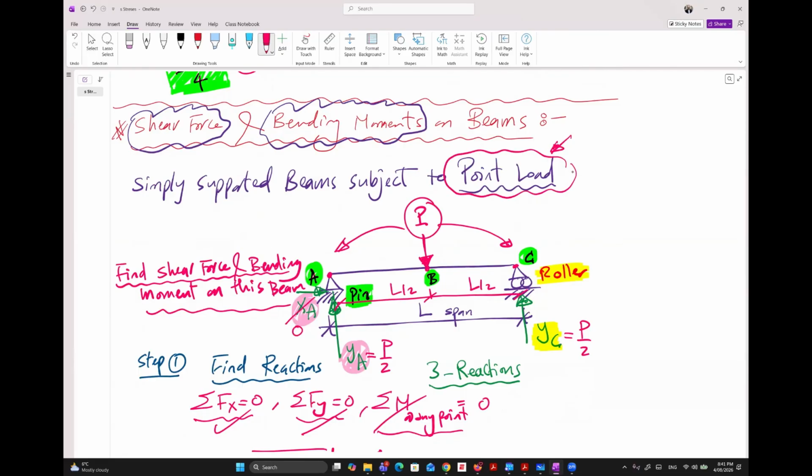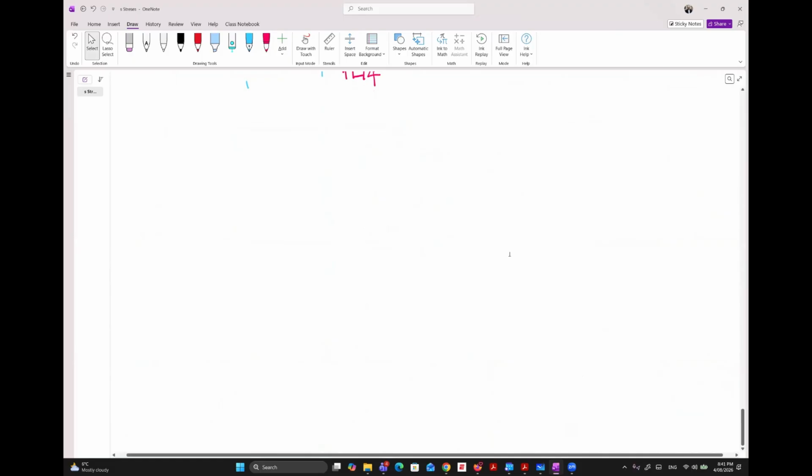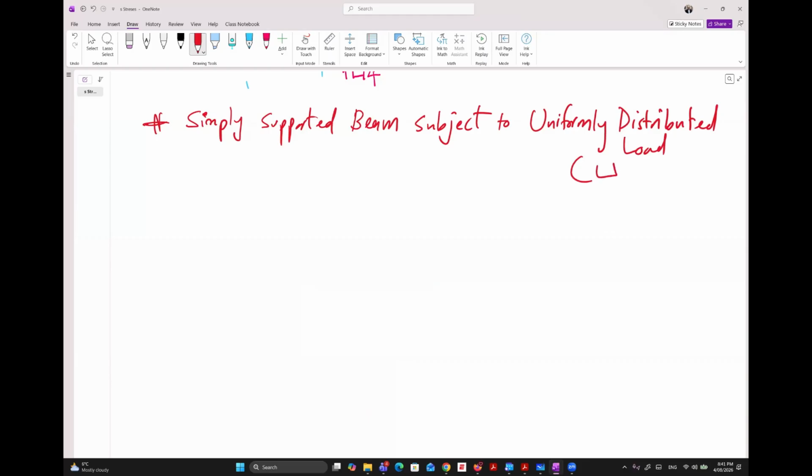Point load. Okay. The second type of beam we will have, and you will see in the slides, is, do you know what? Simply supported beam. And what is the type of load? Point load. Yeah, we have finished the point load. So subjected to uniformly distributed load, or UDL. So this is the second type of beam.